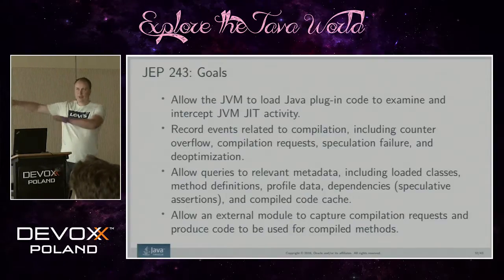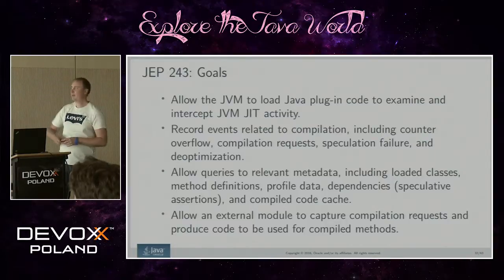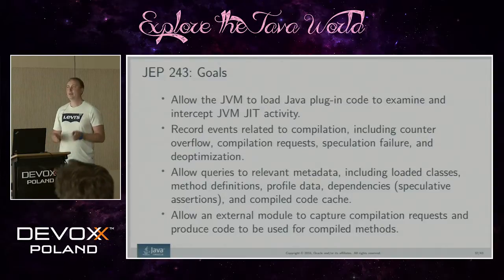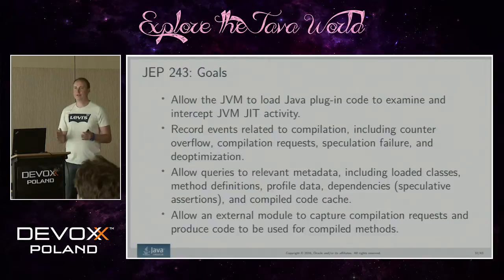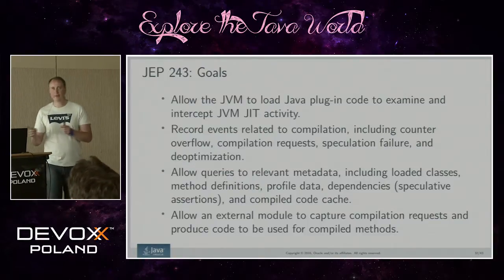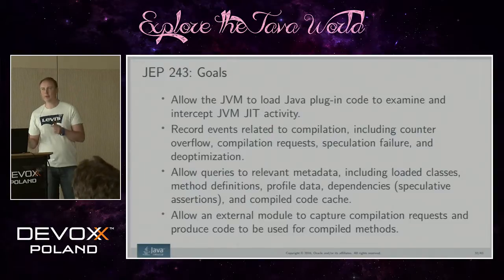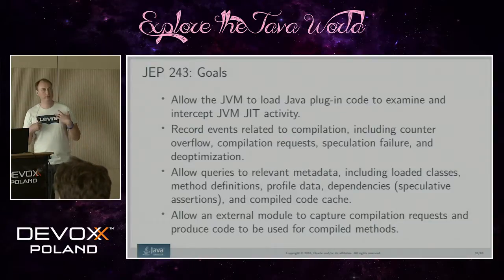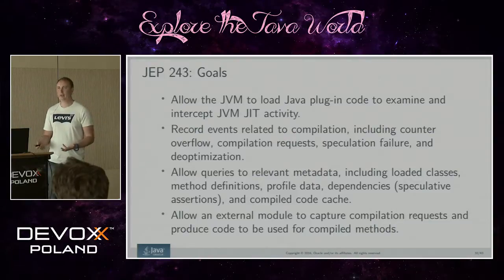And here is just a copy-paste of the JEP goals of this thing. Basically, what JVMCI allows you to do is to capture different events. The most important are compilation events, when you need to compile something, to access metadata, and to be a compiler to produce machine code.